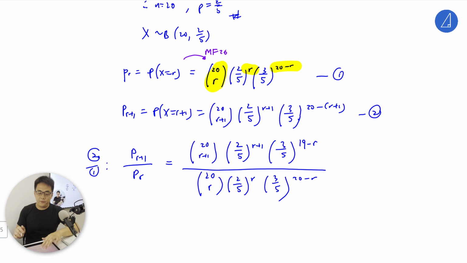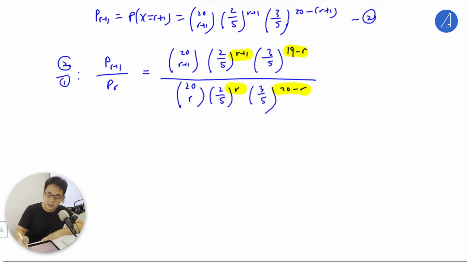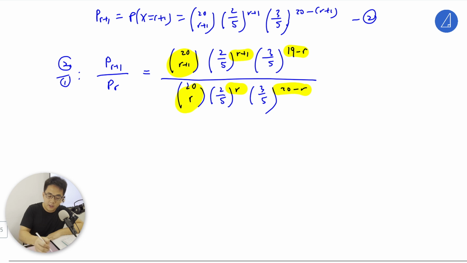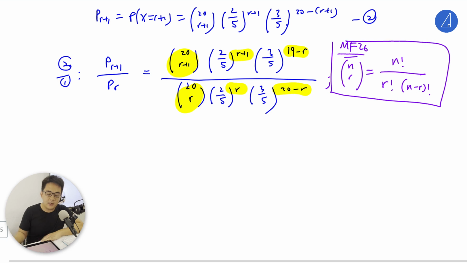Firstly, these two parts are easy. This one is just normal indices, right? Then this one we need to expand. These two have to expand. Remember, nCr is n factorial, the number of ways to arrange n distinct objects, then after that, r identical objects and n minus r identical objects. Of course, this is in MF26, so you don't need to sweat about forgetting this in the exam. You can get this from MF26.